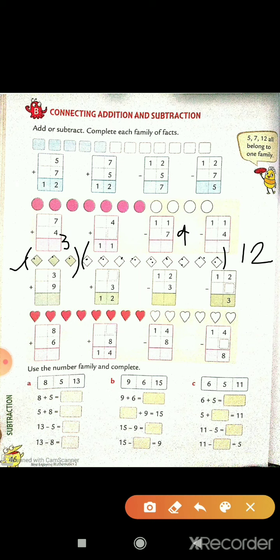So students, 3 plus 9 is equals to 12. This is our first addition fact. 3 plus 9 is equals to 12. So here 3 plus 9, what we are going to write? 12.